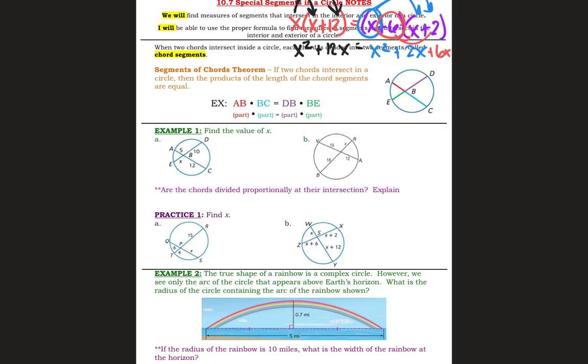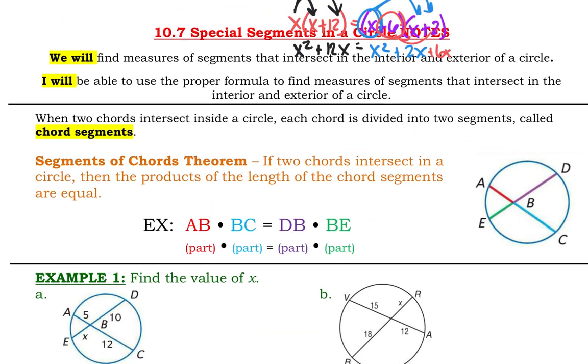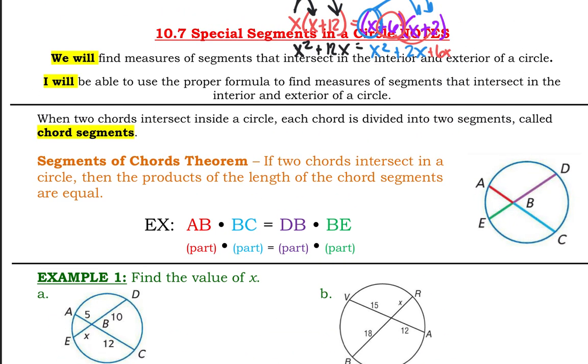So as we look at this chapter, you notice this picture here. It says segments of chords theorem. It says if two chords intersect in a circle, then the products of the lengths of the chord segments are equal. So that looks very similar to the one we did last week where I asked for an angle.